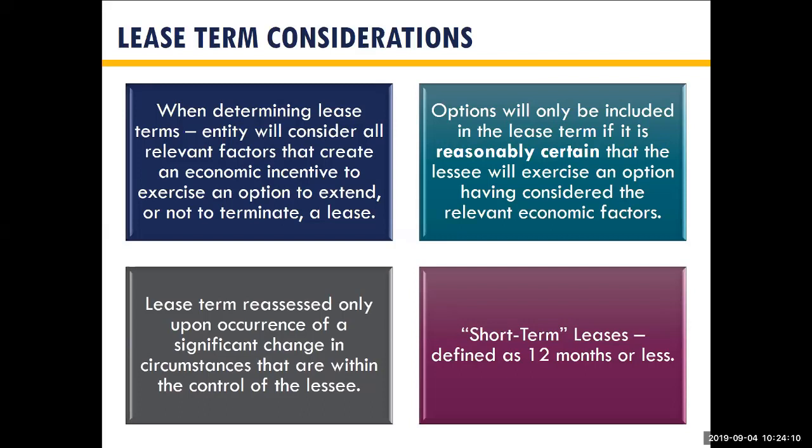Just some more considerations, diving more into this reasonably certain concept. The standard lays out relevant economic factors. There are really four buckets that they put in: contract-based factors, asset-based factors, market-based factors, and entity-based factors. And they're not saying that these are any kind of bright line tests. They're just considerations that you need to make when you're assessing whether you're reasonably certain to exercise or terminate a lease.